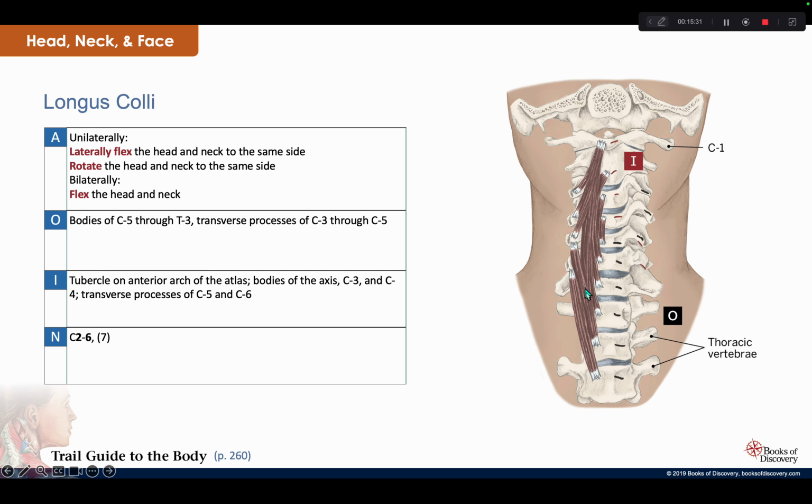Again, another muscle group on the anterior neck. It originates on the bodies of cervical spine 5 through thoracic spine 3. You can see these little notches here. And then it's going to run up and connect to the tubercles. So we have the transverse processes. It's running and connecting to the red part, which is the tubercle of the anterior arch of the atlas, the bodies of the axis, and the transverse processes of C5 and 6. So a little crisscross action here.